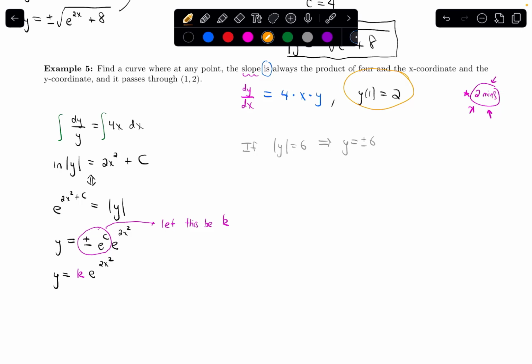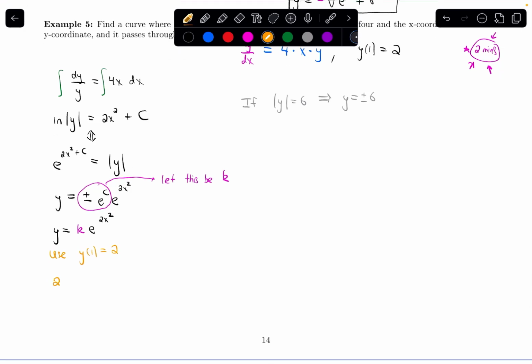Now I'm going to use my initial condition, the fact that y of 1 equals 2. If I plug that in, 2 equals k times e to the 2 times 1 squared. If I isolate for k, we get that k equals 2 over e squared. So I can take that value of k and plug it back into my equation for y. Doing that, I get y equals 2 over e squared times e to the 2x squared.